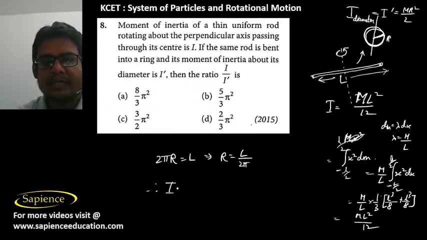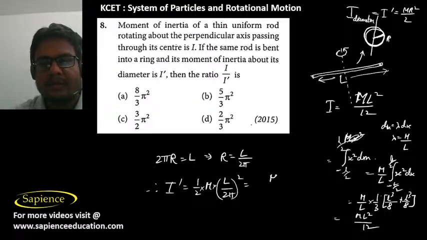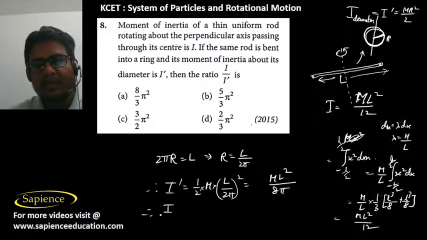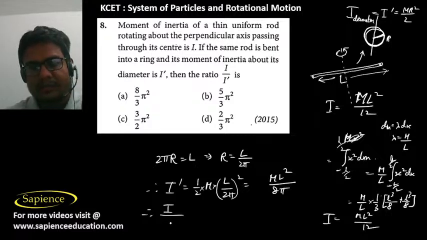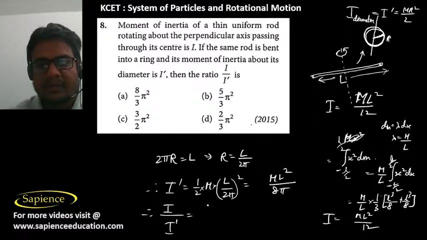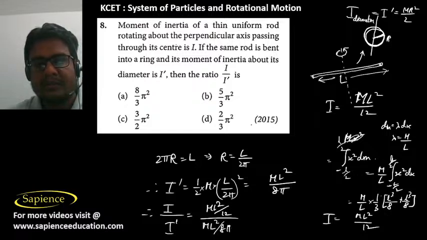Now therefore I dash will be equal to half m. The mass will remain the same, so we keep it as m only. So half m into L by 2 pi whole square. So this is ml square by 8 pi squared. Therefore I by I dash will be ml square by 12 divided by ml square by 8 pi square. So ml square will cancel. This will be 8 pi by 12.